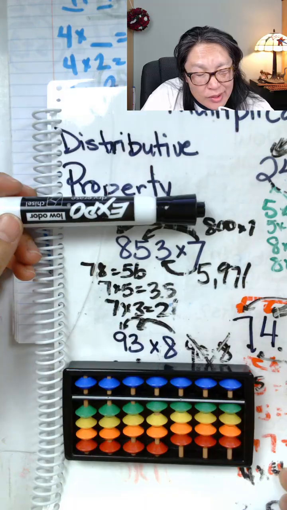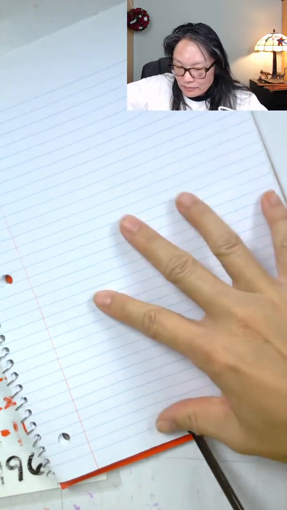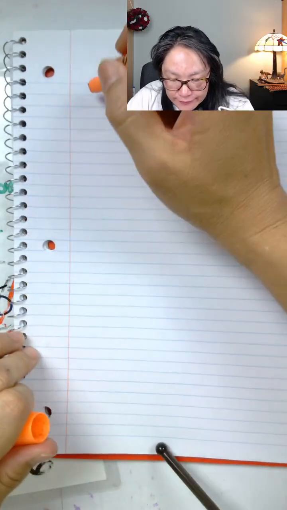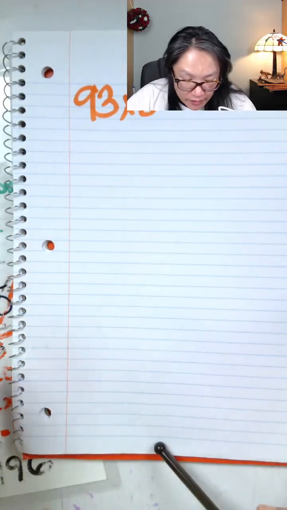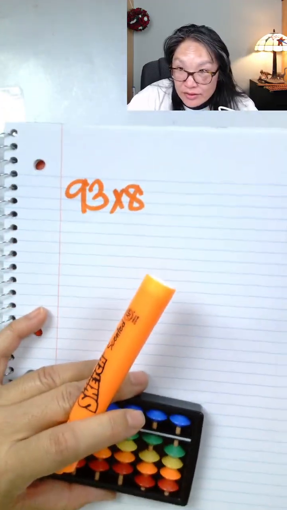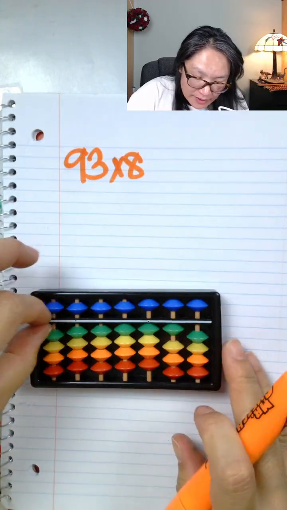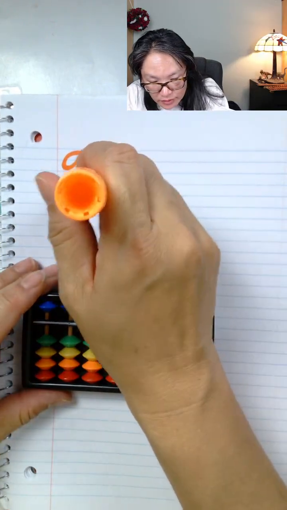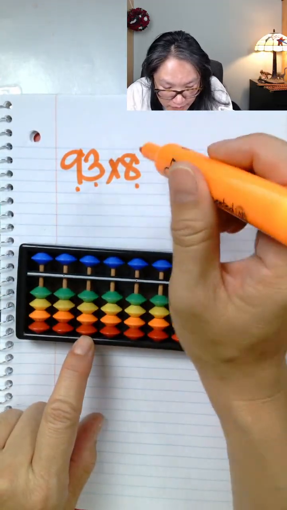Distributive property is a common term for what? Algebra? Oh, maybe I should just rewrite it. I'm going to rewrite it. Okay. So we have 93 times 8. The first thing we're going to do is understand where we're going to put our answer. The reason is because we're going to put it on our abacus, right? So we have 1, 2, 3.